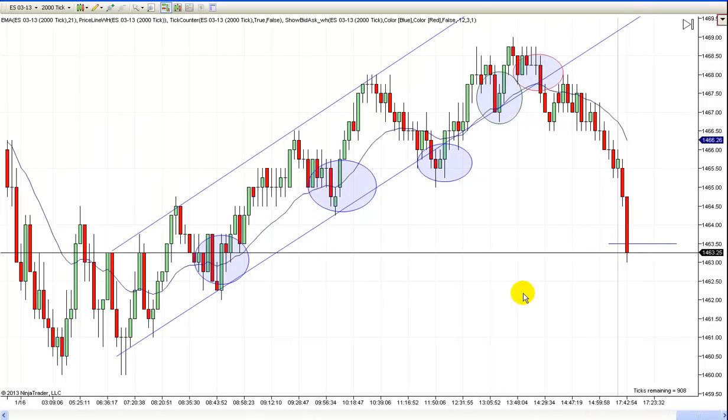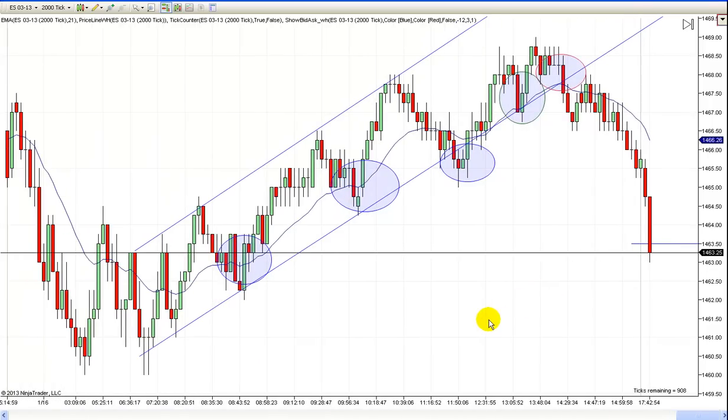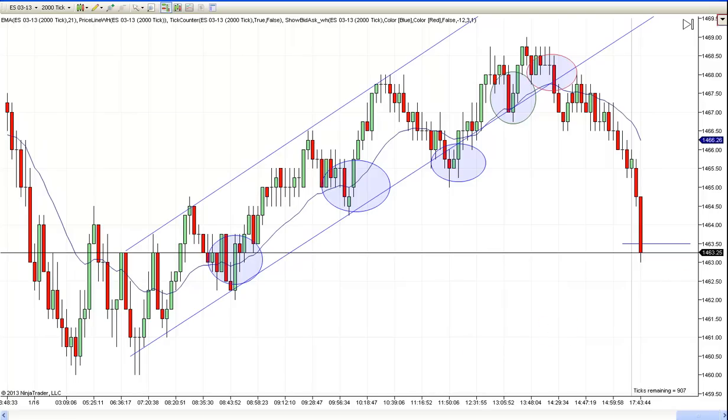So hopefully that makes sense. The best trades are always these pullbacks to the EMA and the trend line, and you see they're very good entries. Every one of them made money, and so I just want you to be aware of that. But let's talk about the trade.